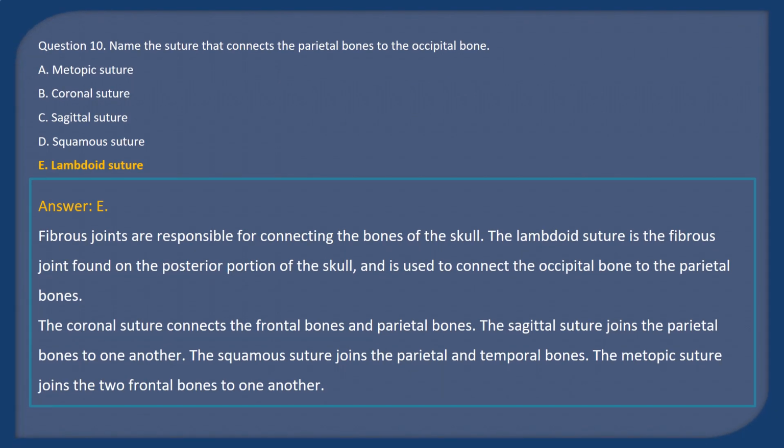Answer E. Fibrous joints are responsible for connecting the bones of the skull. The lambdoid suture is the fibrous joint found on the posterior portion of the skull and is used to connect the occipital bone to the parietal bones.